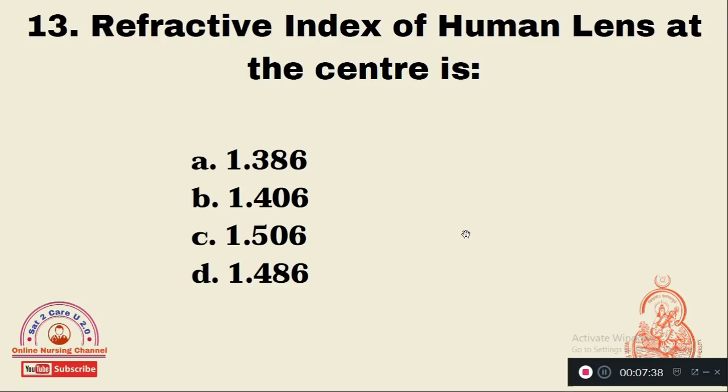Question number 13. Refractive index of human lens at the center is option A 1.386, B 1.406, C 1.506, and D 1.486. The refractive index of human lens at the center will be option B 1.406. At periphery it will be 1.386, but at center it is 1.406.